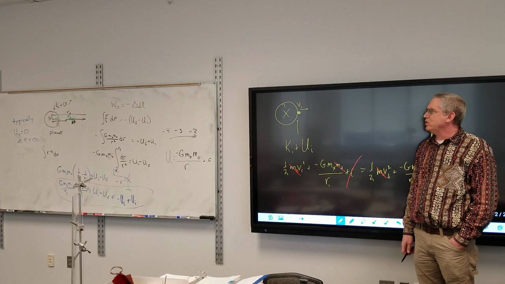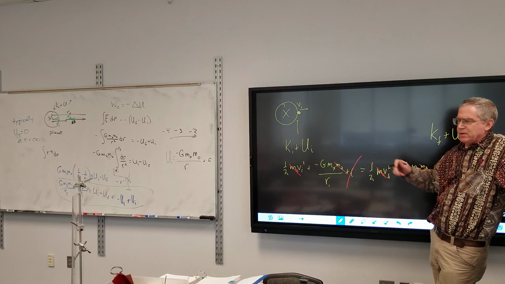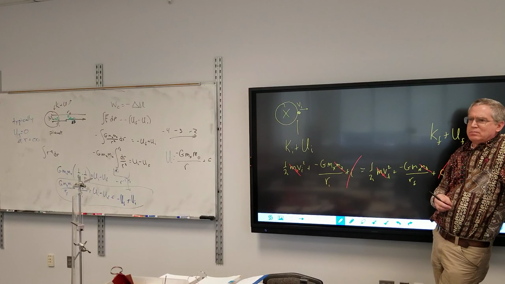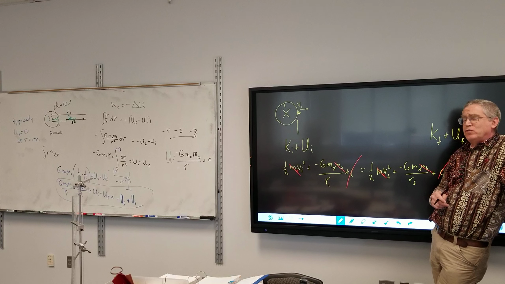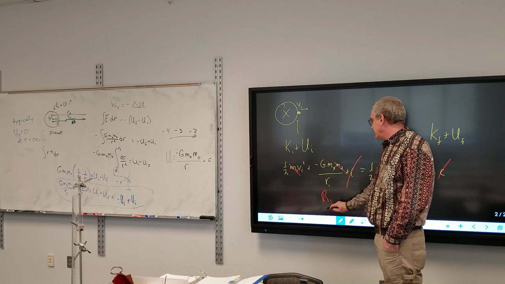If I'm launching this thing from the surface of the planet, what would the initial radius be? Is it to the center of the Earth, or to the center of each object? Yes, center to center. So it would be the length of the tiny thing's radius, and then the big one's radius. Okay, we will assume that the tiny thing is so tiny in comparison to the big thing. So just the radius of the planet.